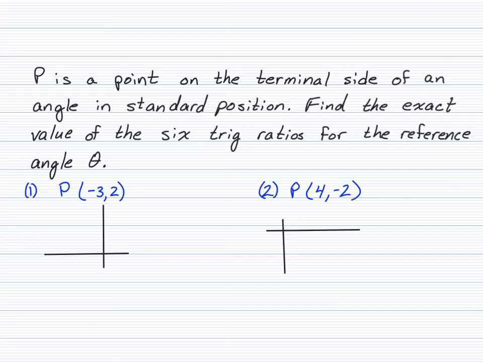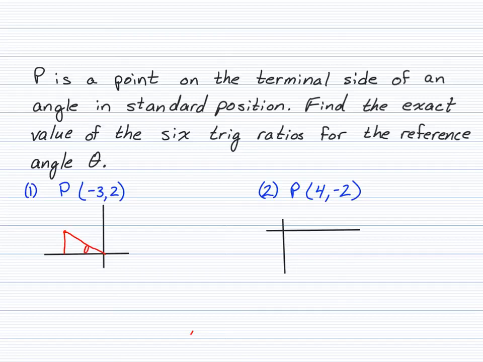All right, so on this problem it says P is a point on the terminal side of an angle in standard position. Find the exact value of the 6 trig ratios for the reference angle theta. All right, so negative 3, 2 is going to be over here in this position somewhere. And what we want to do is make a right triangle out of this, drawing a segment straight down to your x-axis. You always want to draw to the x-axis.